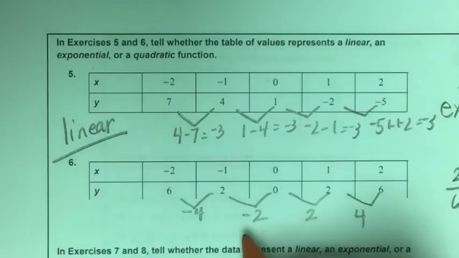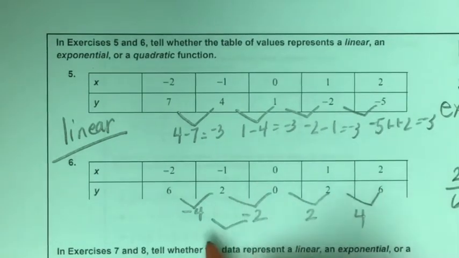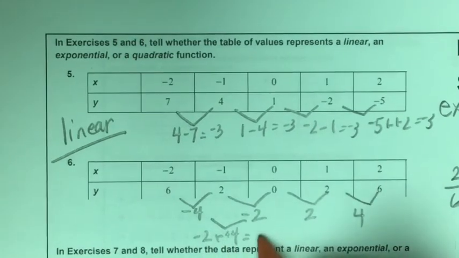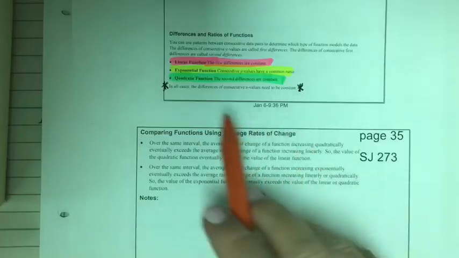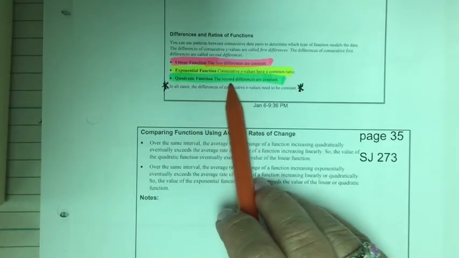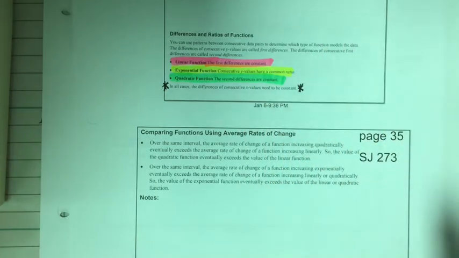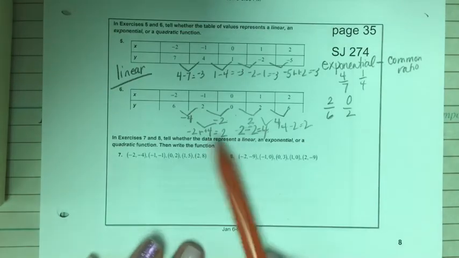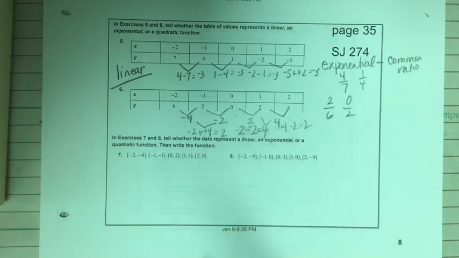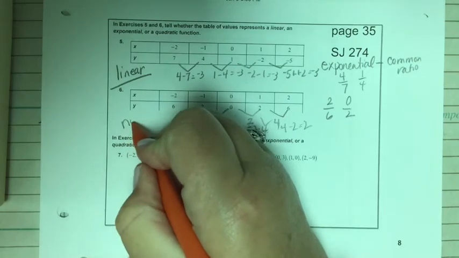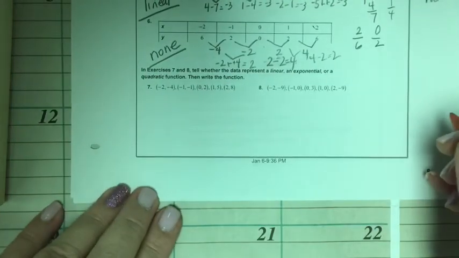Now let's do the next differences. Negative 2 minus negative 4. That's positive 2. The textbook says that this is quadratic. To be a quadratic, the second differences are constant. And my second differences are not constant, which means these numbers should all be the same. I think this is none.